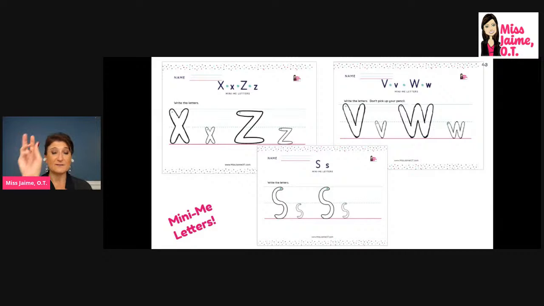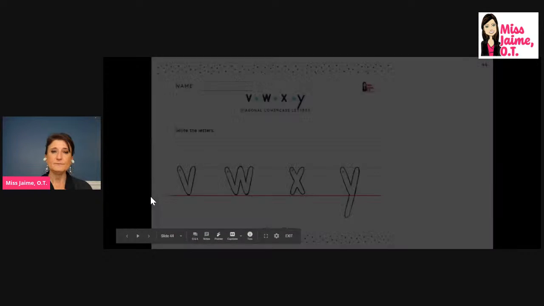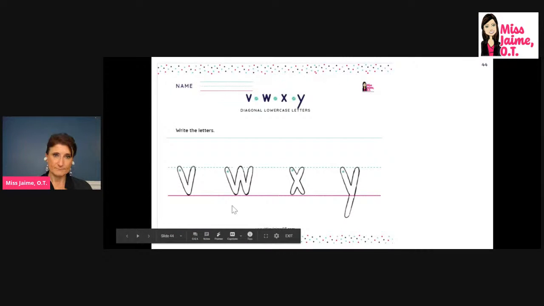It really is, because it requires change of direction of the pencil, which requires good fine motor and dexterity of the hand. It can be tricky, but with practice, and you do want to practice it because it's a very, very frequently used letter. With practice, they get it. And here is our lowercase diagonal group, which goes together.